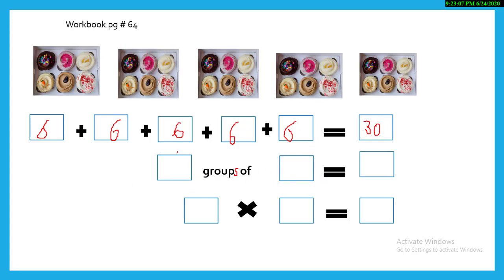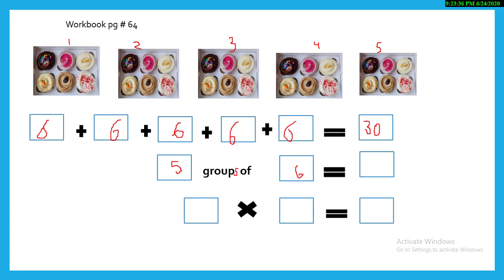Okay. So in the first box, what are we going to mention? We are going to mention a number of groups. A group is something that you will count from each picture, like this is group number 1, this is 2, this is group number 3, this is group number 4, and this is group number 5. So how many groups do we have? 5. So you will mention 5 groups of 6.